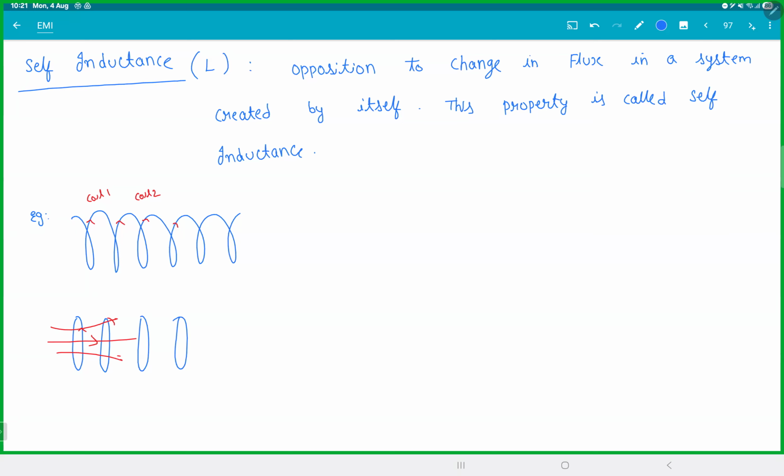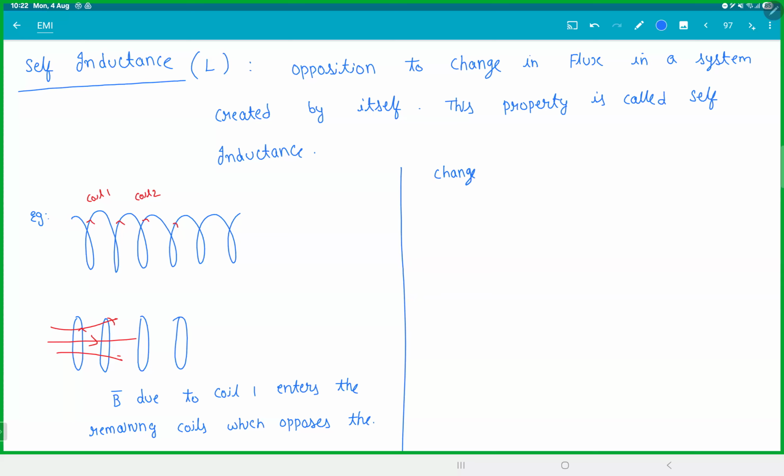So the field due to the first coil gets opposed by the remaining coils, and similarly with other ones. So the B bar due to coil 1 enters the remaining coils, which opposes the change in flux. And similar things happen with the other coils.